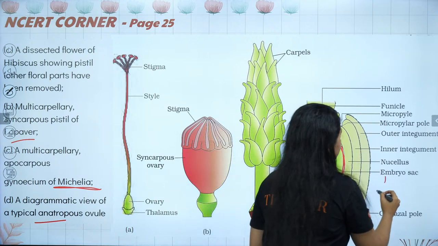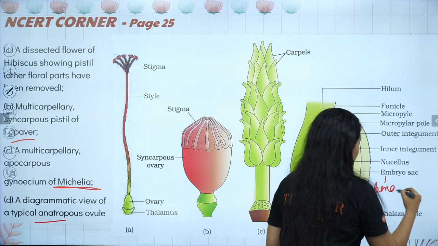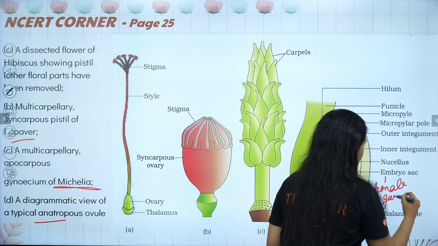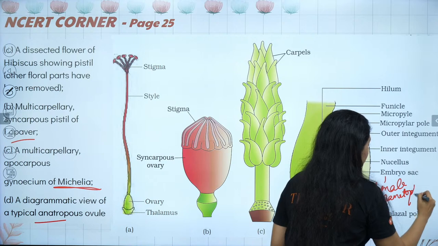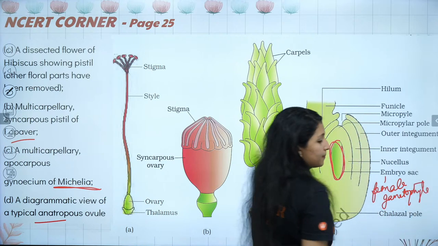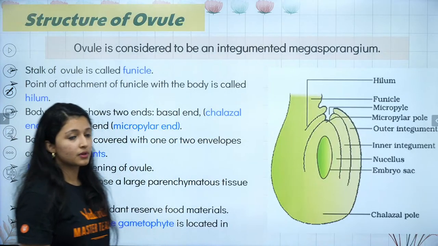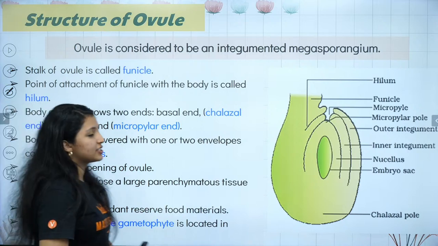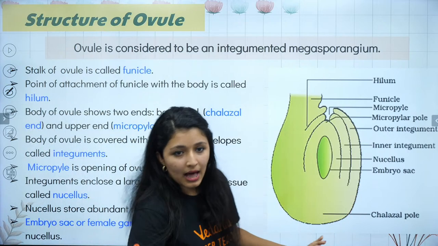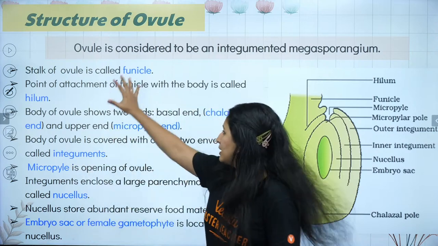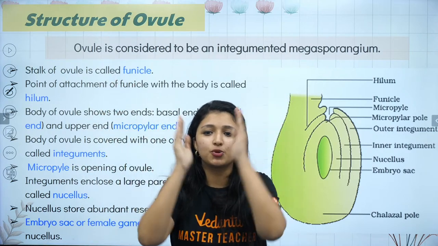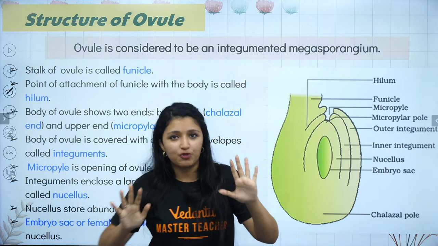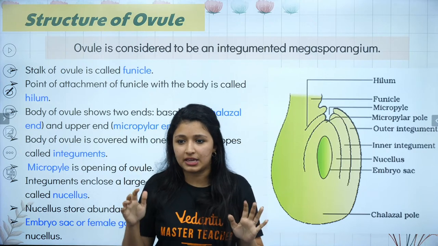The embryo sac is the female gametophyte. Now, the structure of the ovule. This is very important. I know there are many things written here, but first you listen to me, and if you listen to me, we'll make this very easy.